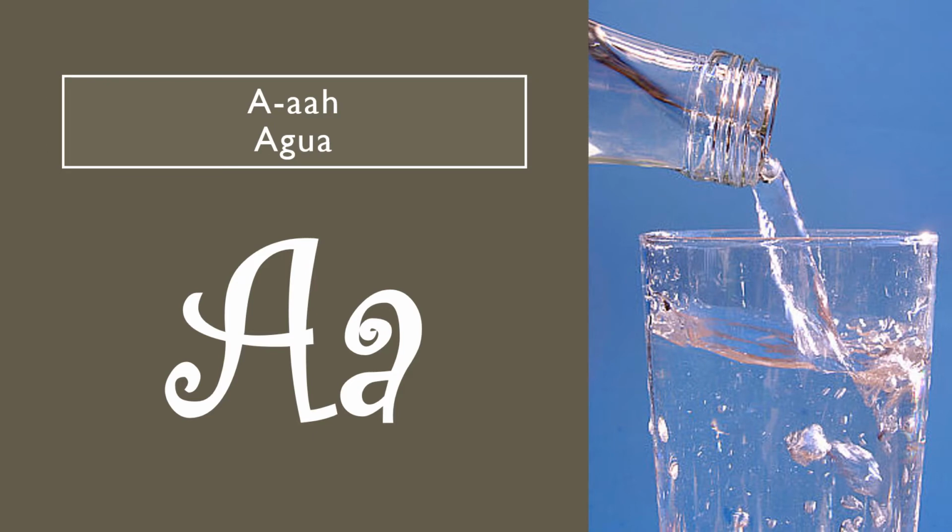First, we have A, such as agua. You would never say agua like in English, okay? It's always A, agua. And if you don't know what agua means, look at the picture.